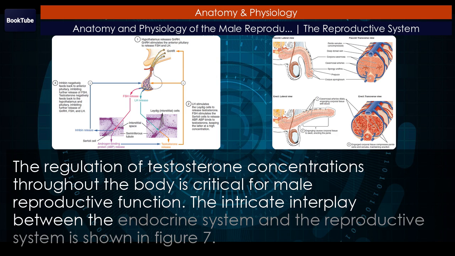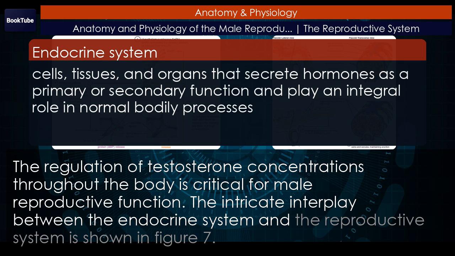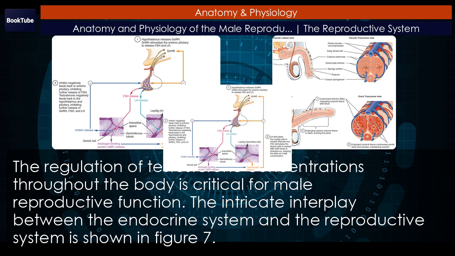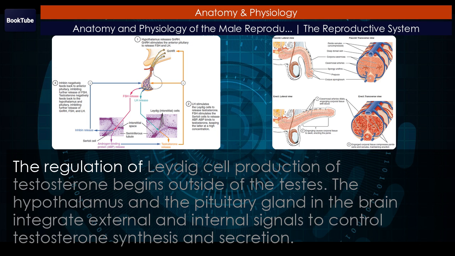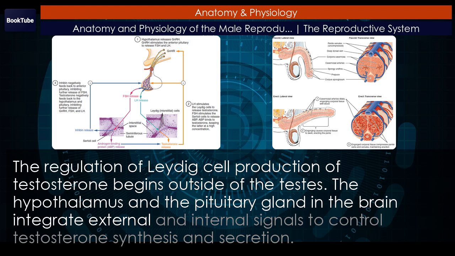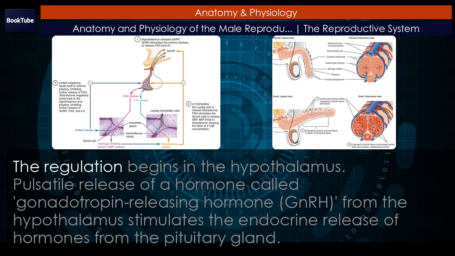The intricate interplay between the endocrine system and the reproductive system is shown in Figure 7. The regulation of Leydig cell production of testosterone begins outside of the testes. The hypothalamus and the pituitary gland in the brain integrate external and internal signals to control testosterone synthesis and secretion. The regulation begins in the hypothalamus.